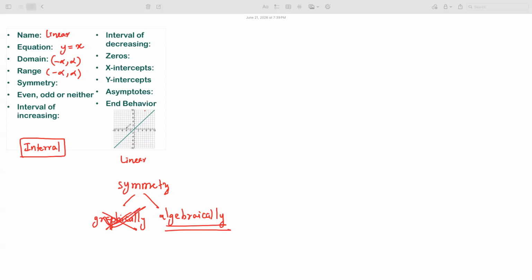Graphically, the way you determine your symmetries is, is it symmetrical about the origin? It can be symmetric about the origin, or it can be symmetric about the y-axis. If it is symmetric about the origin, it's an odd function. If it is symmetric about the y-axis, it's an even function. So these two are done.